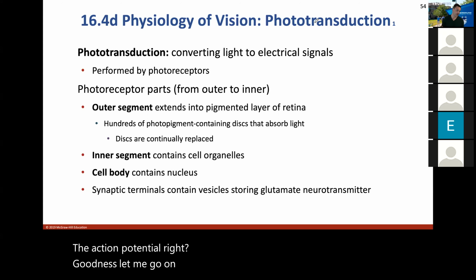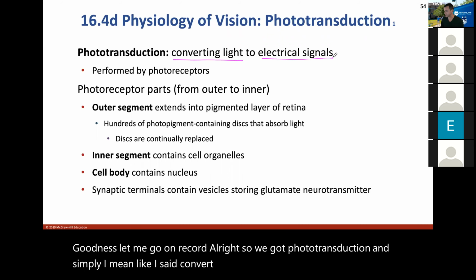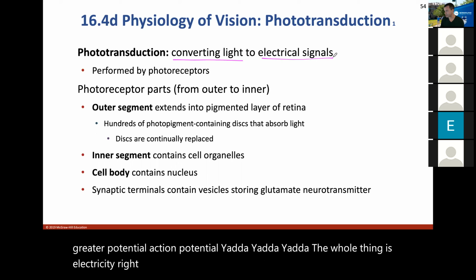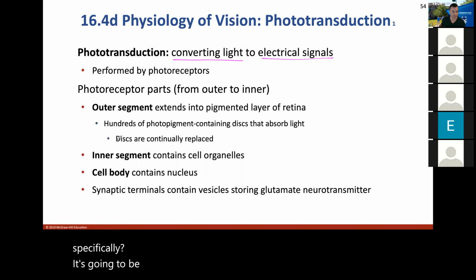All right, so we got phototransduction. Simply, like I said, it converts light to electricity, to an action potential. Well, graded potential, action potential, and so on. The whole thing is electricity, right? And this is what's going to be done by the photoreceptor. Specifically, it's going to be initiated right here in the outer segment.